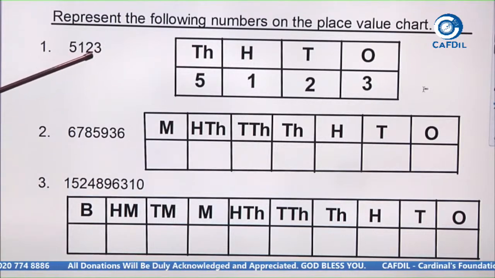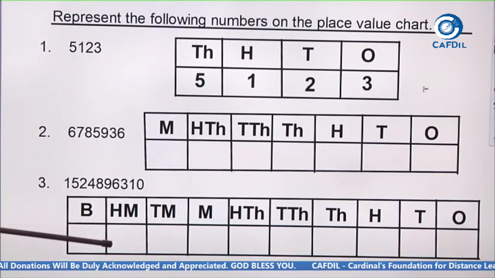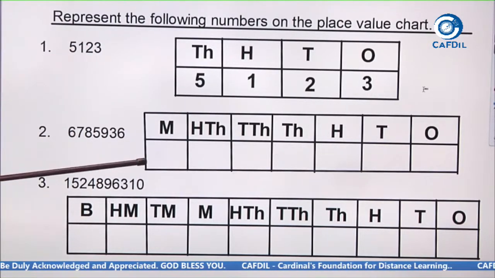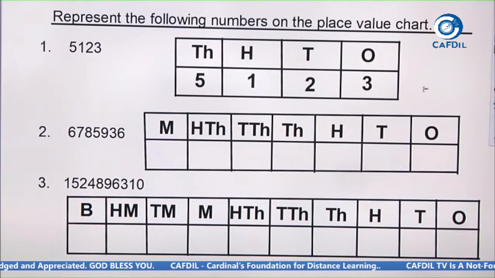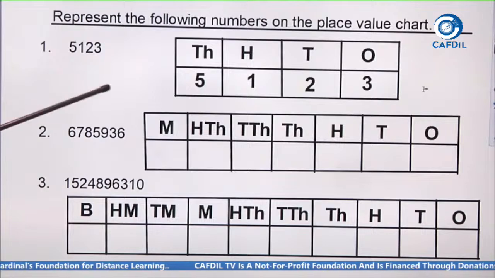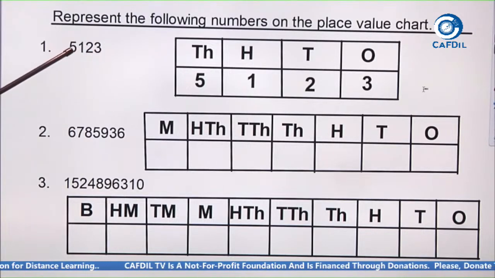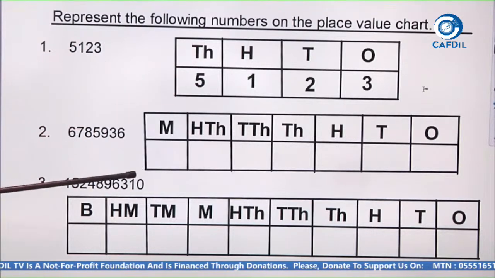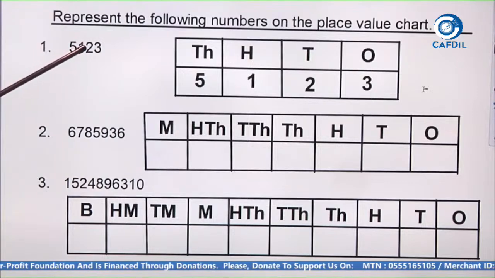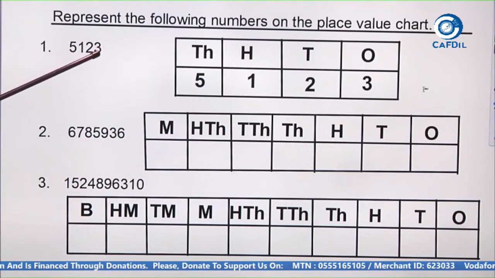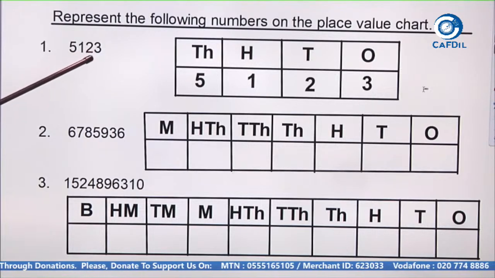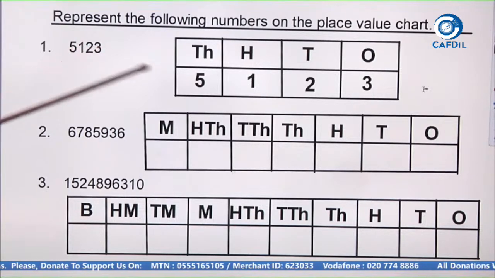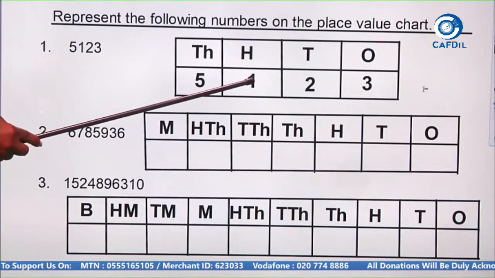If we are to expand this number, just as we did in the previous lesson, 5,123 will give us 5,000. You write the first one and assume the rest to be zeros. So our 5 with 3 zeros will be 5,000. That is why the 5 is under the thousands column. And then the 1, you write 1 and assume the rest of the digits to be zeros. So 1 with 2 zeros will be 100. That is why we have the 1 under the hundreds column.